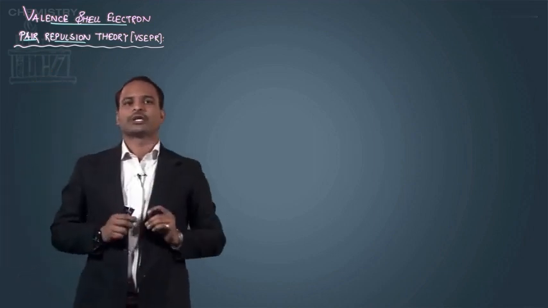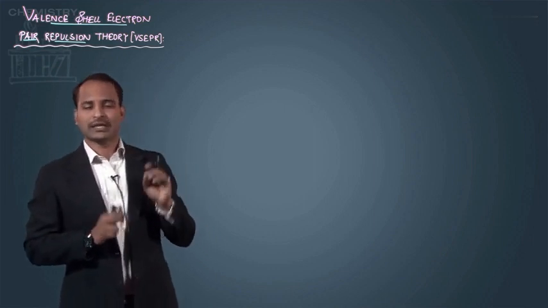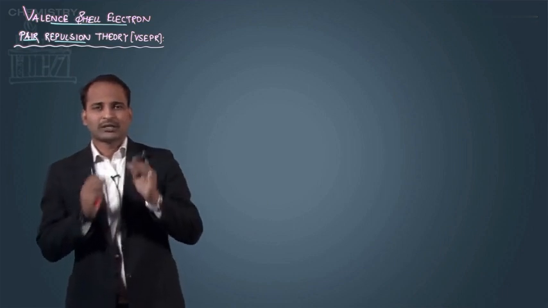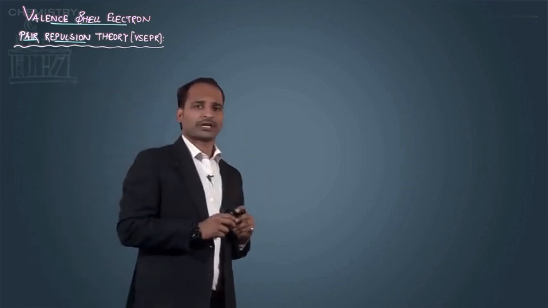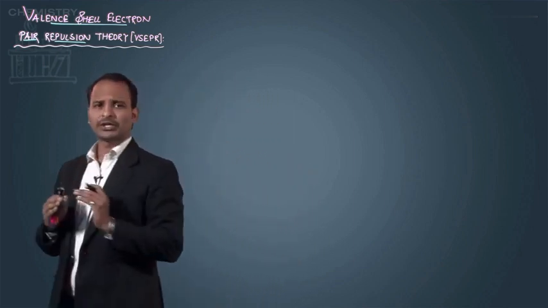the shape of a molecule is decided by the electron pairs present in the valence shell of the central atom. That means if there are 4 pairs of electrons in the valence shell, then those 4 pairs of electrons will decide what the shape of the molecule is.